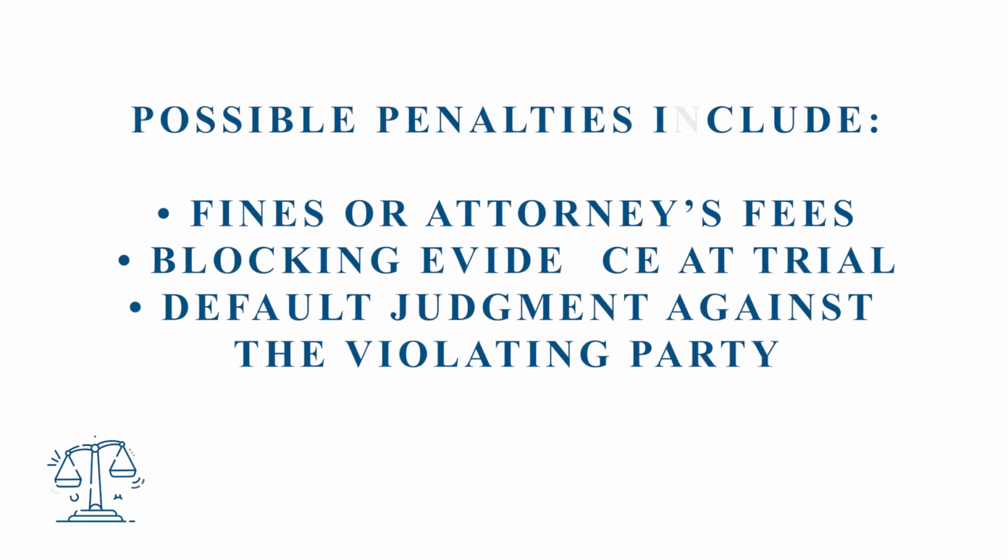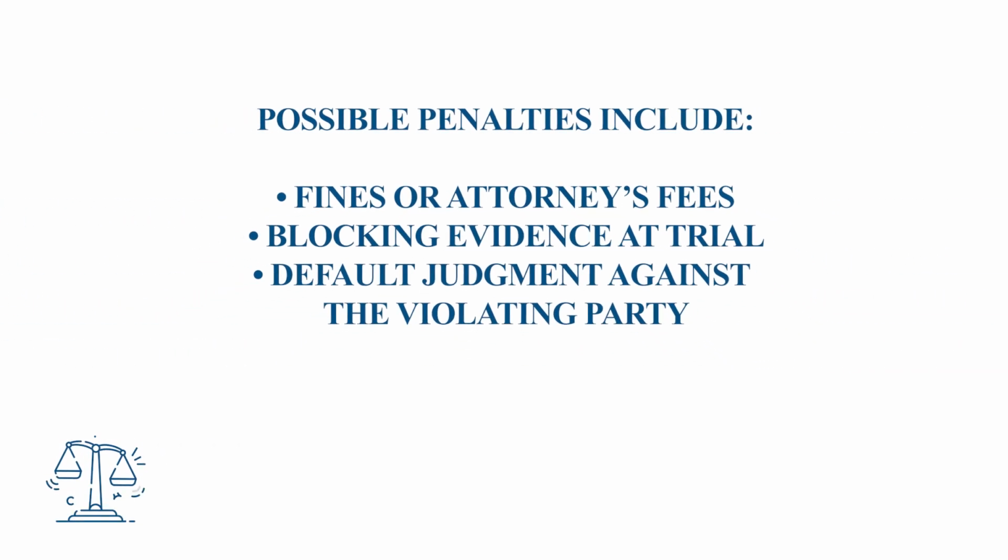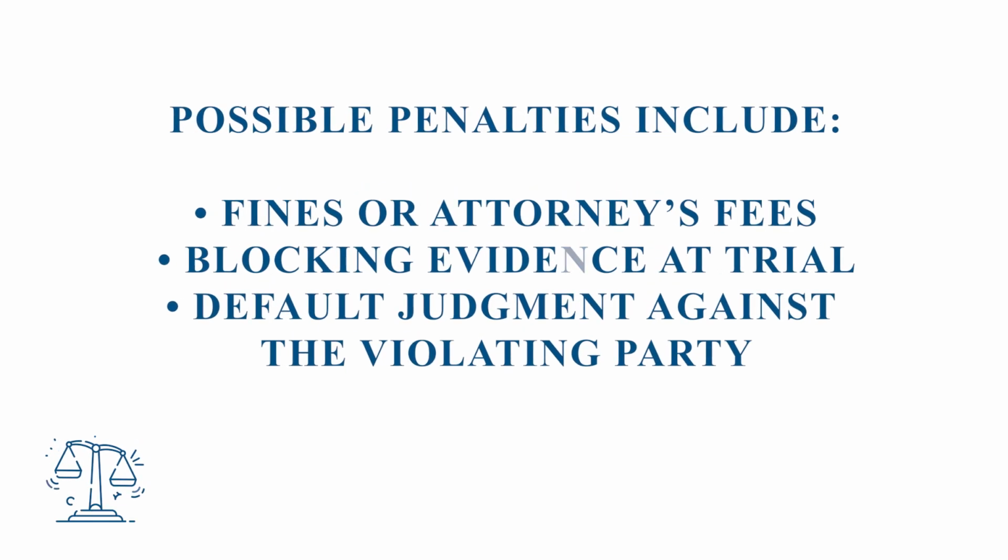And the court can issue a number of punishments. Those can include the imposition of fines or payment of the attorney's fees for the person who has to file the motion for sanctions. They can order that the other party can't introduce evidence at an upcoming hearing if they are failing to provide the discovery, or they can even enter a default judgment, essentially finalizing the case in favor of the person who is filing the motion for sanctions.